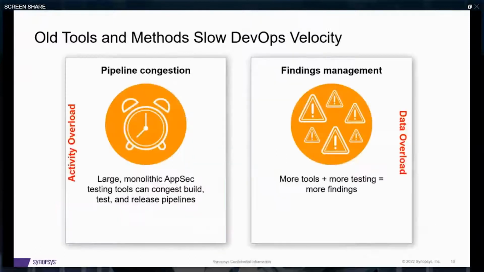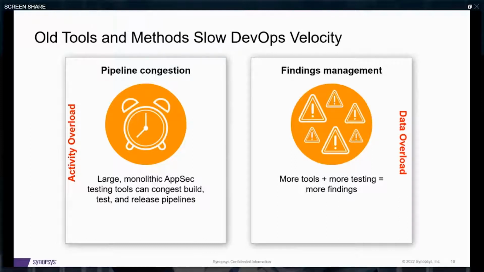Which results in two main problems. One is pipeline congestion and findings management, right? So essentially it's activity overload from all the different data coming in, and then how do you manage all that data? More tools means more testing, which means more findings, right? So what is the real finding, or what is the data you really want to look at?